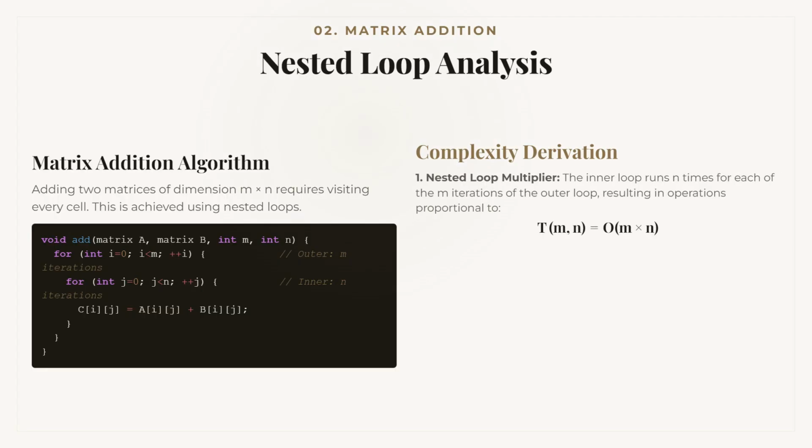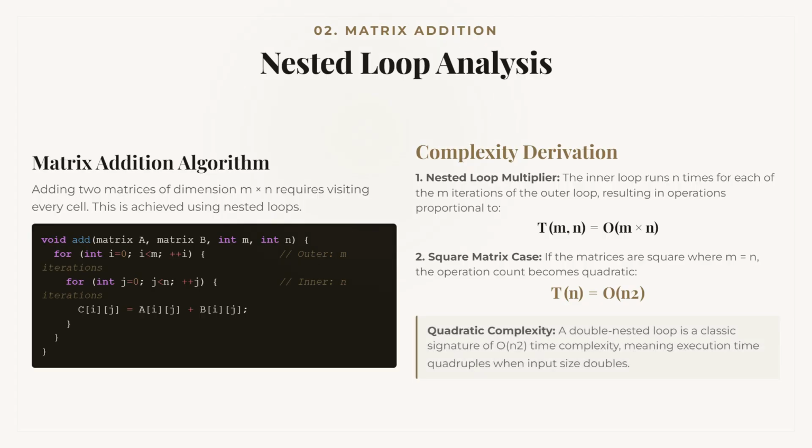Now consider matrix addition. Suppose we add two matrices, each having m rows and n columns. To compute the result, we must visit every element of both matrices exactly once. This requires two nested loops. The outer loop runs m times, and the inner loop runs n times for each iteration of the outer loop. Therefore, the total number of operations is proportional to m multiplied by n. If the matrices are square matrices where m equals n, then the running time becomes proportional to n squared. Thus, the time complexity is O(n squared), which is called quadratic complexity.